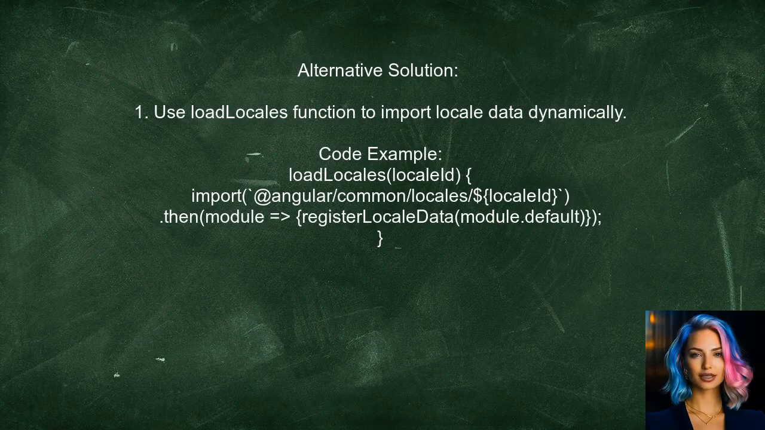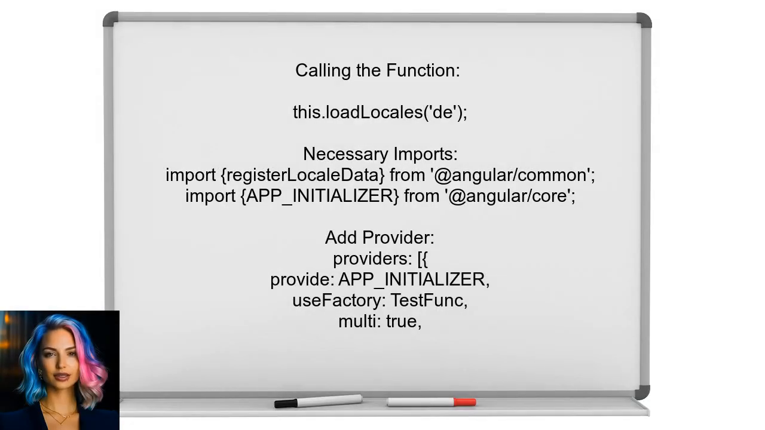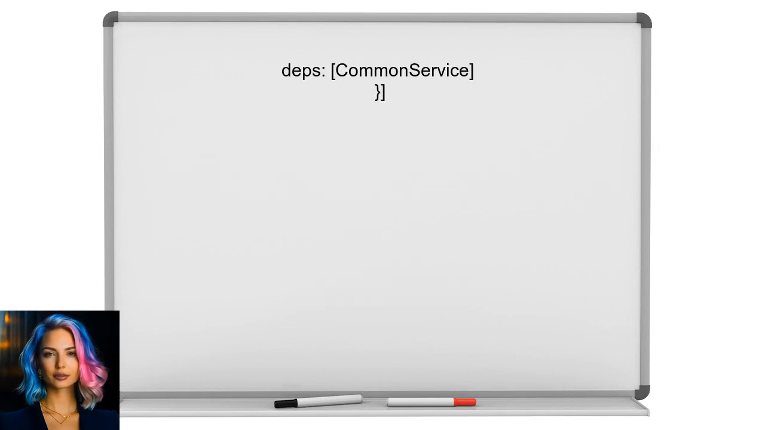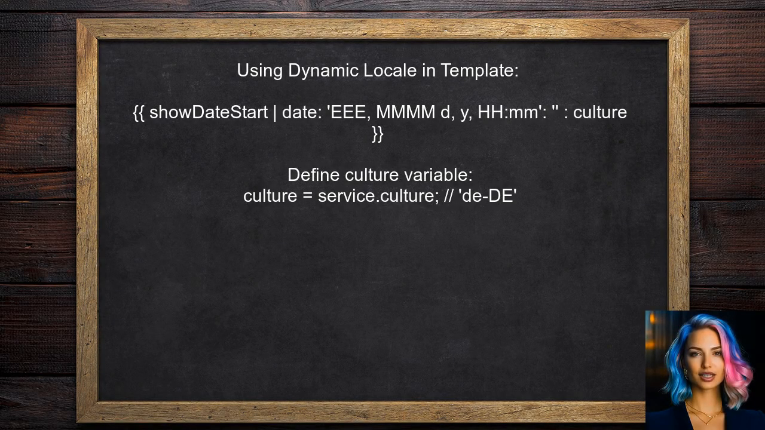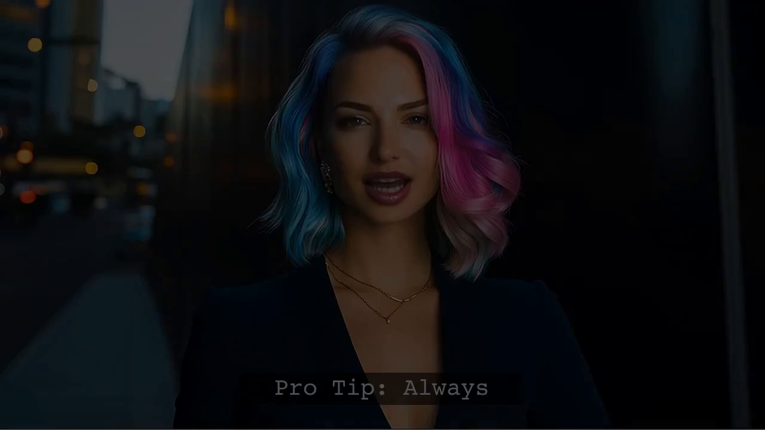An alternative solution provided by another user involves dynamically loading locale data for the DatePipe. They suggest using a function called loadLocales that imports the necessary locale data based on the locale ID. To call this function in a component, you can simply use loadLocales with the desired locale, like DE for German. Additionally, you need to register the locale data in your providers. Finally, to use the dynamic locale in your template, reference the culture variable in your DatePipe, ensuring it reflects the current locale setting. Here's the pro tip.